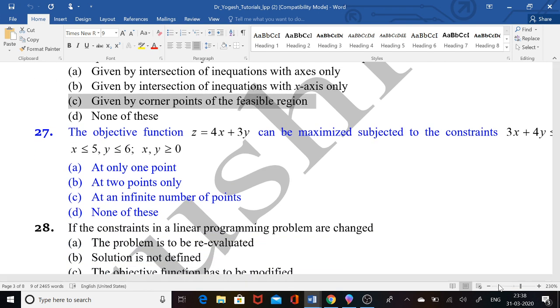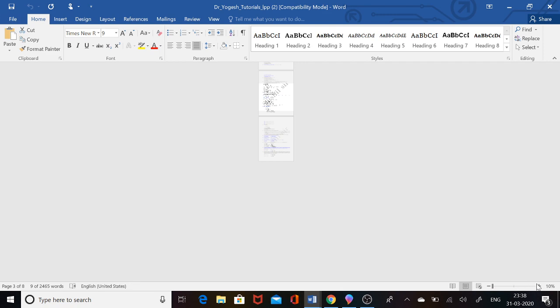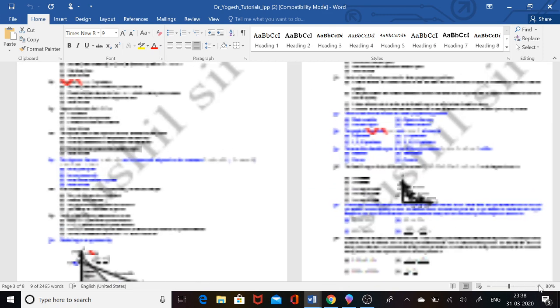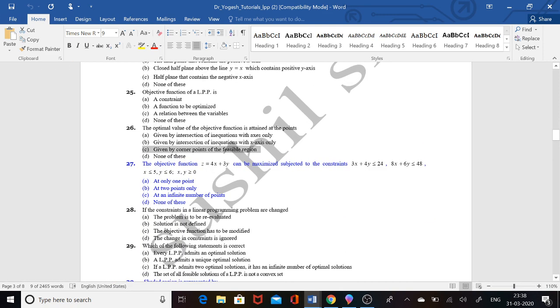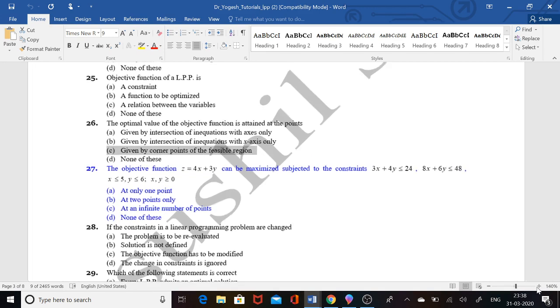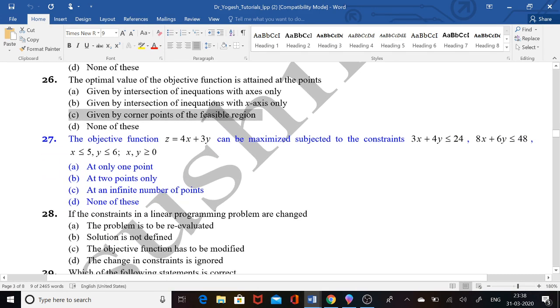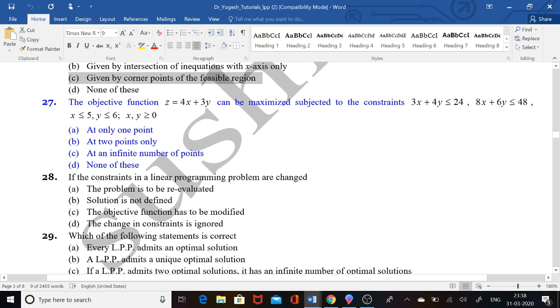Come to 27th one. The objective function Z is equal to 4x plus 3y can be maximized subject to the constraints. Okay, this you need to plot it properly, and this you need to plot it properly. You plot it and then post it to me. I'll get to know whether you have understood or not.